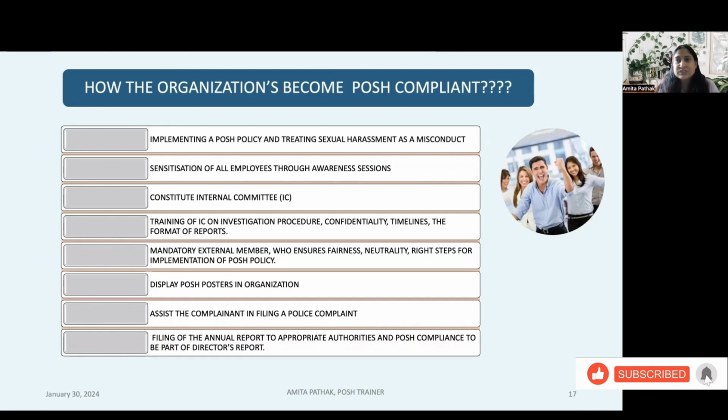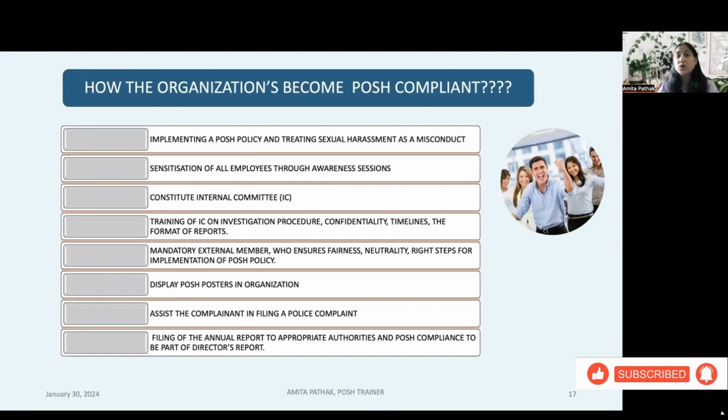Dear friends, if an organization is considering sexual harassment as a misconduct, creating a POSH policy, sensitizing all employees with the training requirements, creating an IC committee, choosing the external member as a fair and neutral approach, displaying POSH posters in the organization, and taking the recommendations given by the IC committee as a priority, and assisting the aggrieved woman in filing a complaint and also filing returns in time. If the organization does all these things, it means that the organization is POSH compliant and women are safe at that workplace.